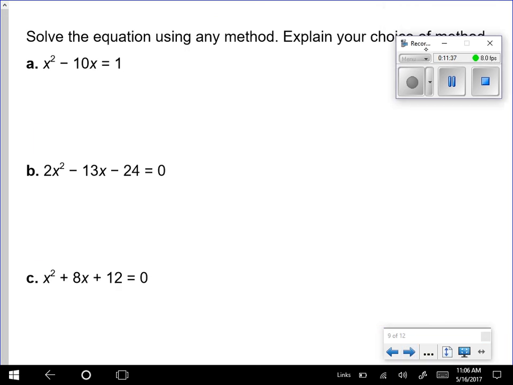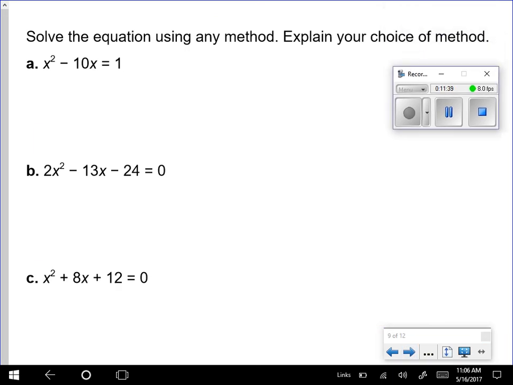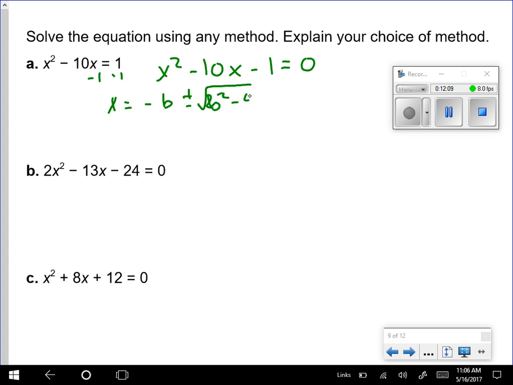Okay, so this says solve the equation using any method. We might talk about the method of choice, but here's something to realize. We could use the quadratic formula for all of these. So to use the quadratic formula for A here, all I would have to do is subtract 1 from both sides, and now I have the quadratic. I have an a, a b, and a c, and I could use negative b plus or minus the square root of b squared minus 4ac all over 2a.